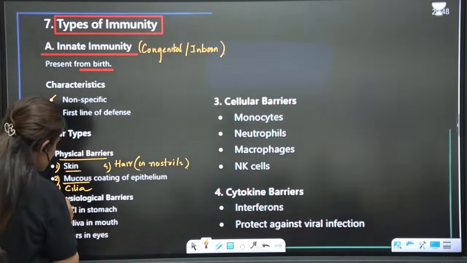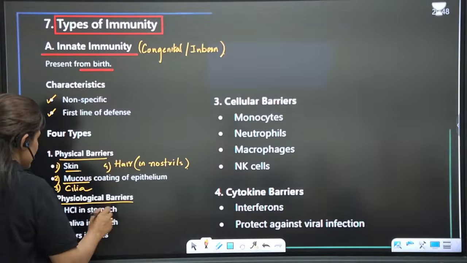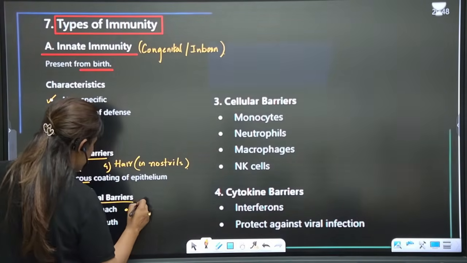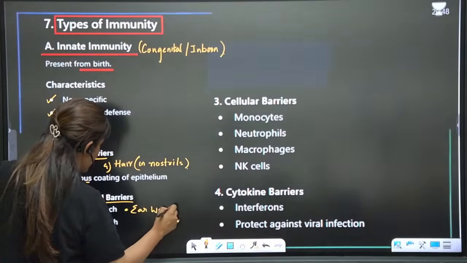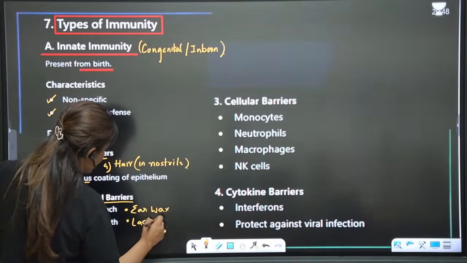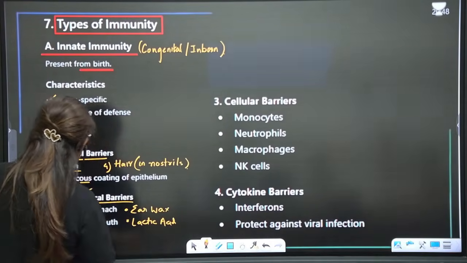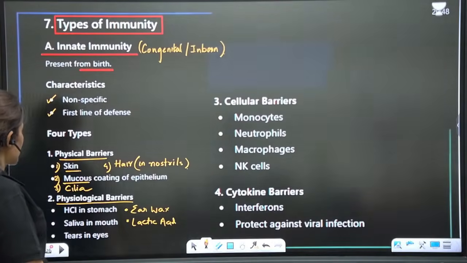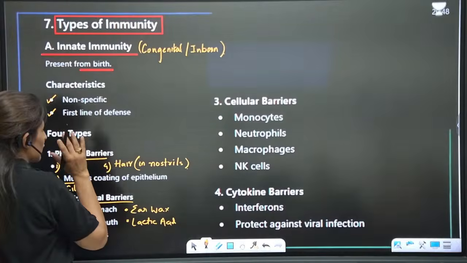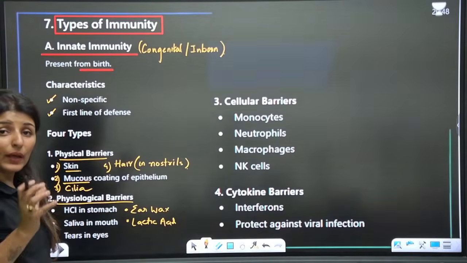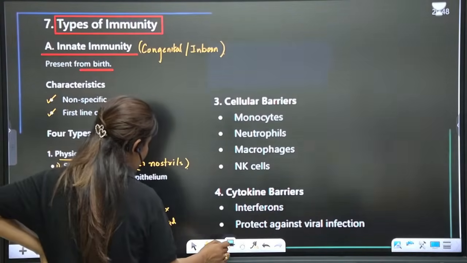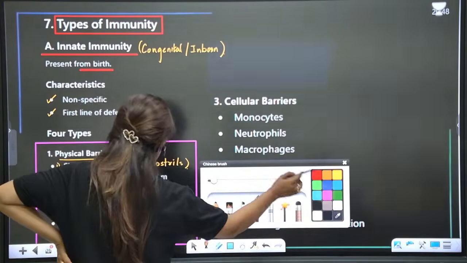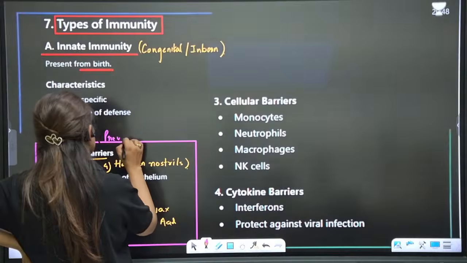Then about the physiological barriers. So HCl in stomach, saliva in mouth, tears in eyes, also ear wax and lactic acid in vagina. So all these are the physiological barriers, also known as chemical barriers, right? Now all these barriers are not letting the pathogen enter. They prevent the entry of pathogen.